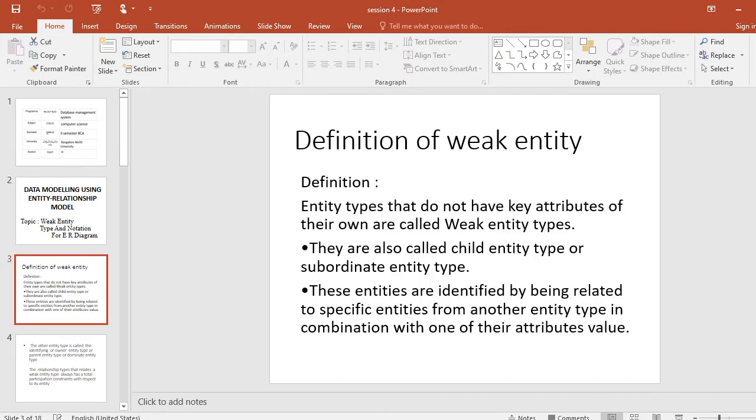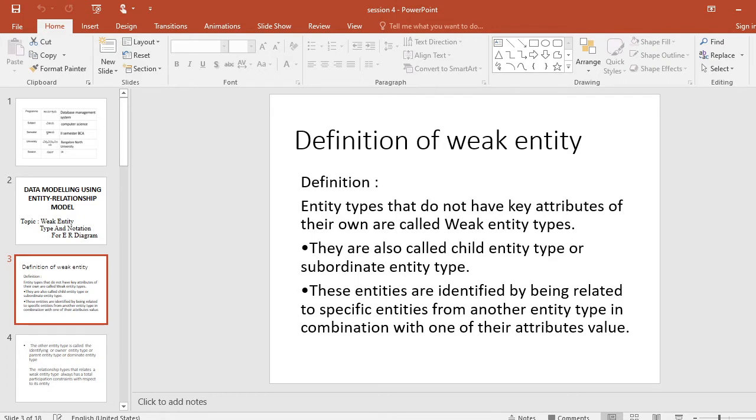The definition of weak entity. What is an entity? Entity we already understand. What is a weak entity? Entity types that do not have any key attribute of their own are called weak entity types. So a weak entity, you can understand, does not have any key attribute. That type of entity is called a weak entity.